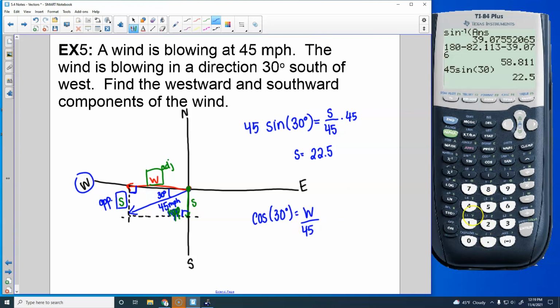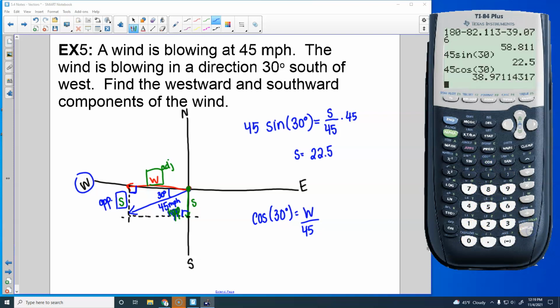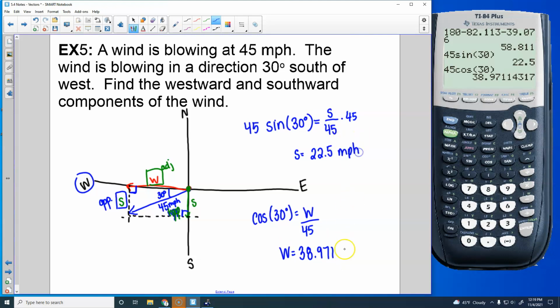So we'd have 45 cosine of 30. And that's going to give us 38.971. And these would be in miles per hour.